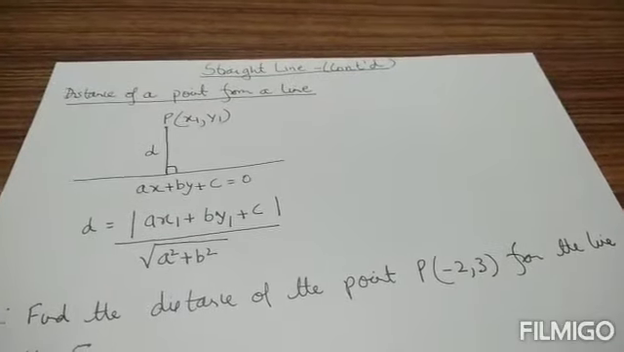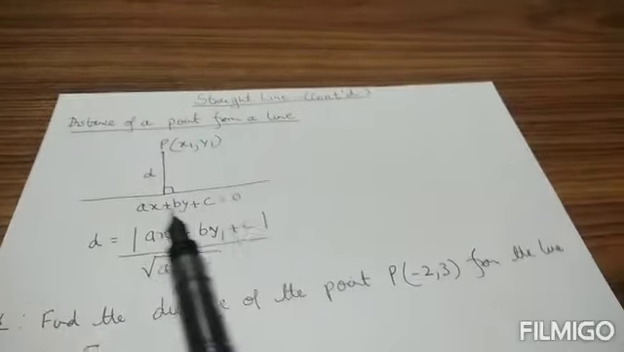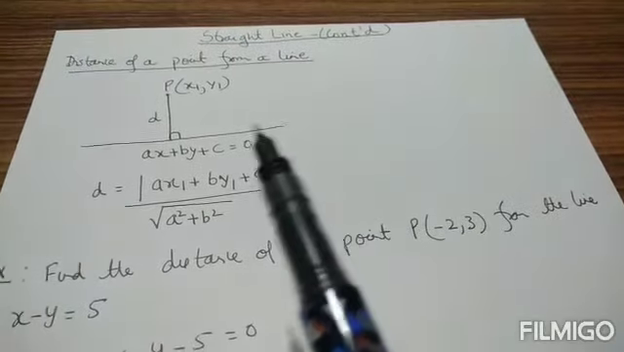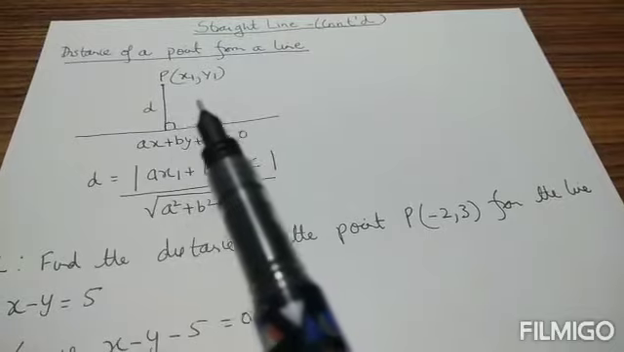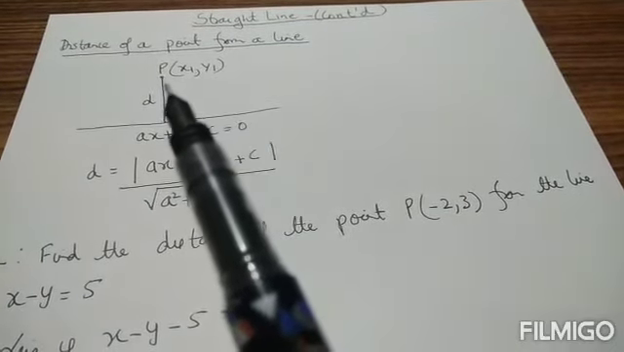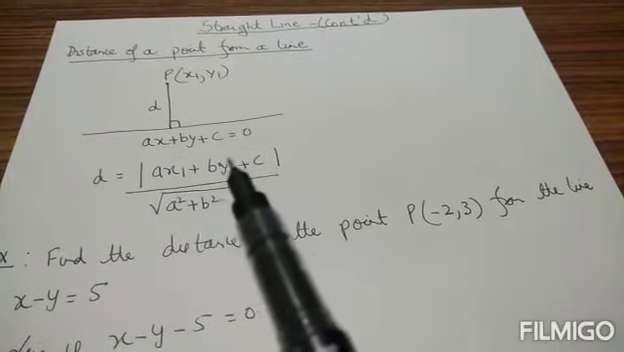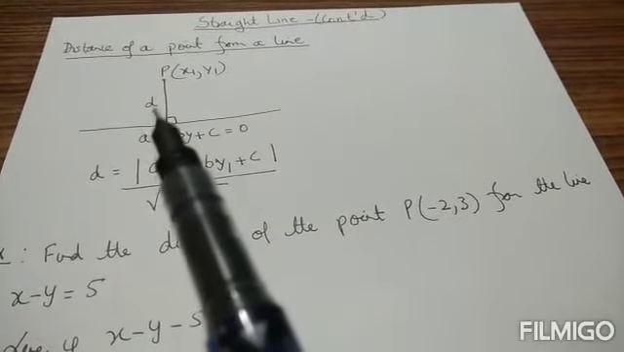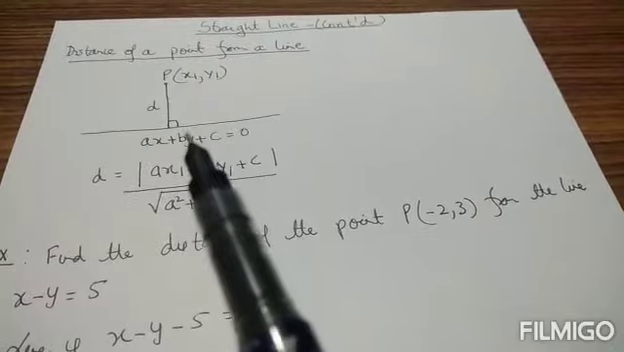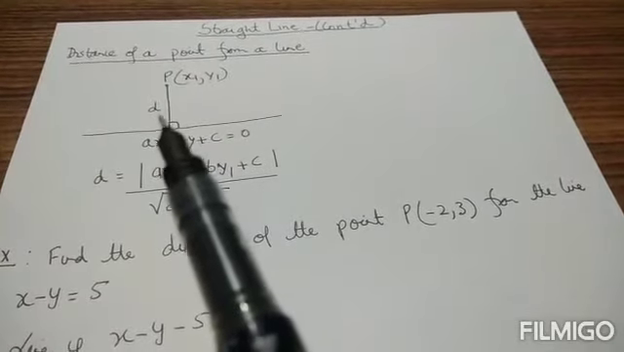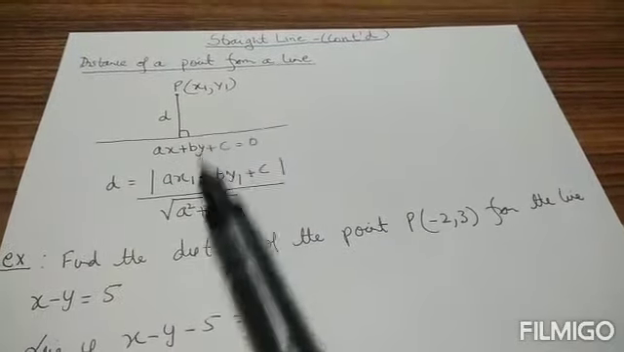Straight line continued. Distance of a point from a line. P is a point (x1, y1). The equation of the line is ax + by + c = 0, and d is the distance of this point from this line. And by distance we mean the perpendicular distance.